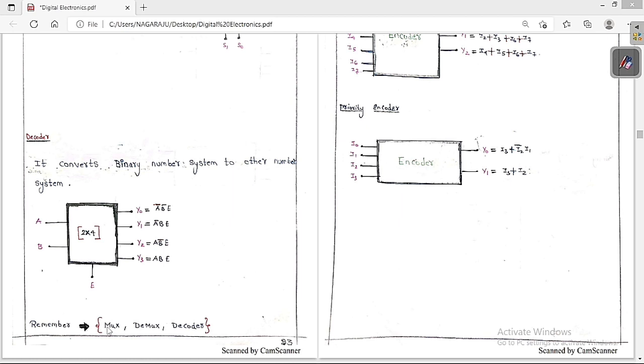For mux, the general expression is 2 to the power of n cross 1, for demux the general expression is 1 cross 2 to the power of n, and for decoder the general expression is n cross 2 to the power of n. These are the points that you always have to keep in your mind.